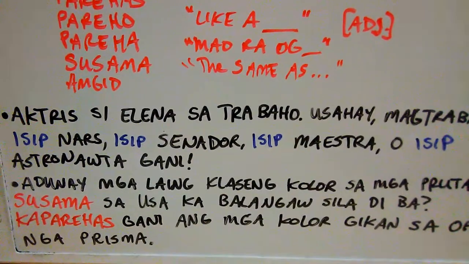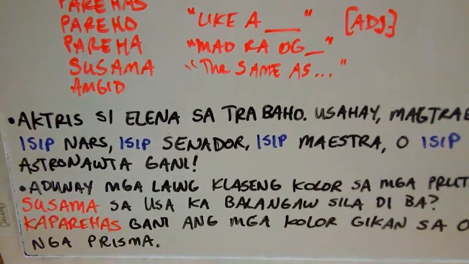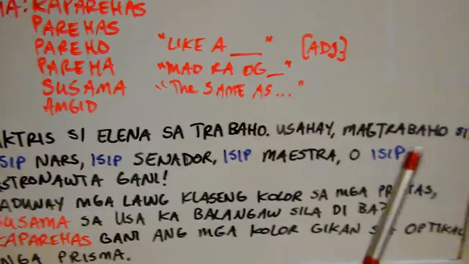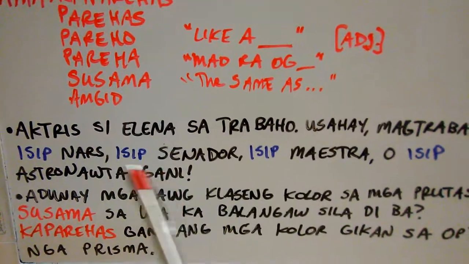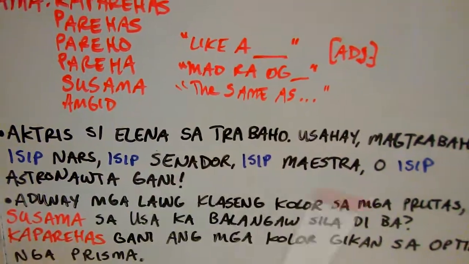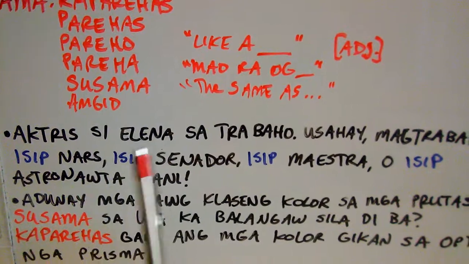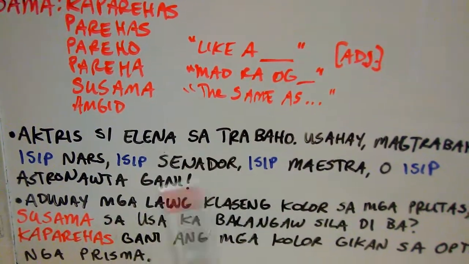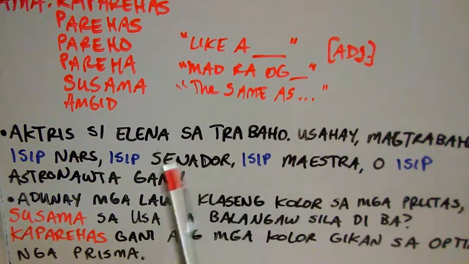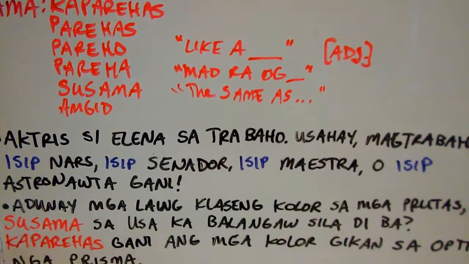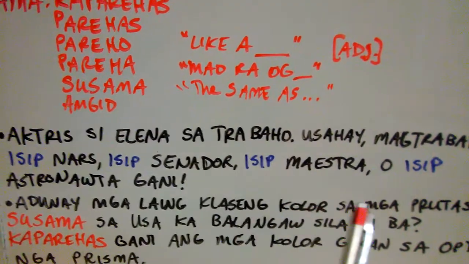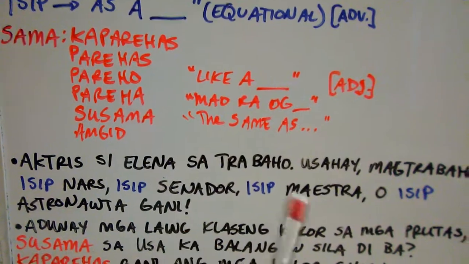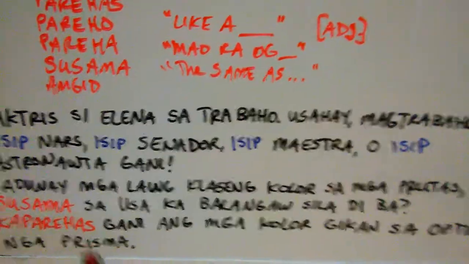So for these two sentences, you can see how they're kind of used. For this one, magtrabaho siya isip nurse, isip senador, it's telling you examples of this person is going to work as a nurse, work as a senator, work as a teacher, and even as an astronaut, right? As, it's equational. She is doing something as blah, blah, blah, right? Versus the adjective one, which is descriptional, all right?